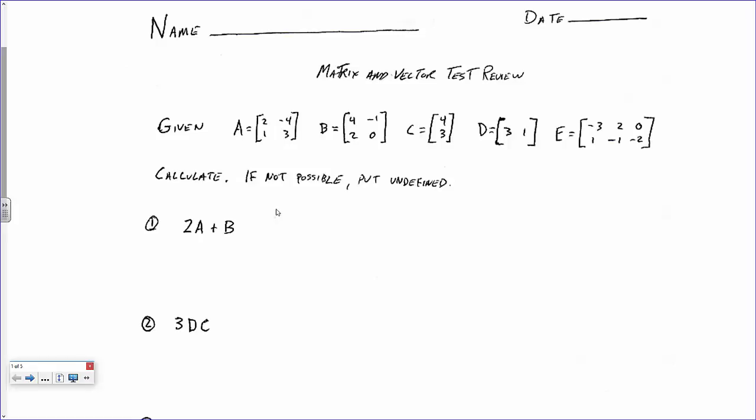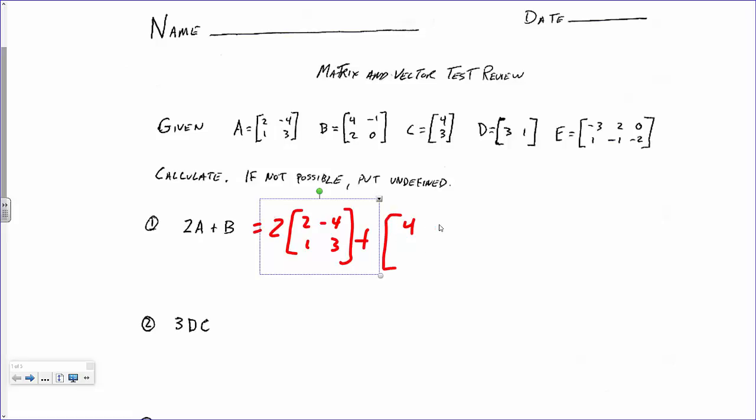Hey folks, this is the matrix vector test review. I'm just going to go through this really quick. We did this in class, but it should be pretty straightforward. This is 2A plus B. Remember, A and B are matrices. So it's 2 times matrix A, and then plus matrix B, which is 4, negative 1, 2, and 0.